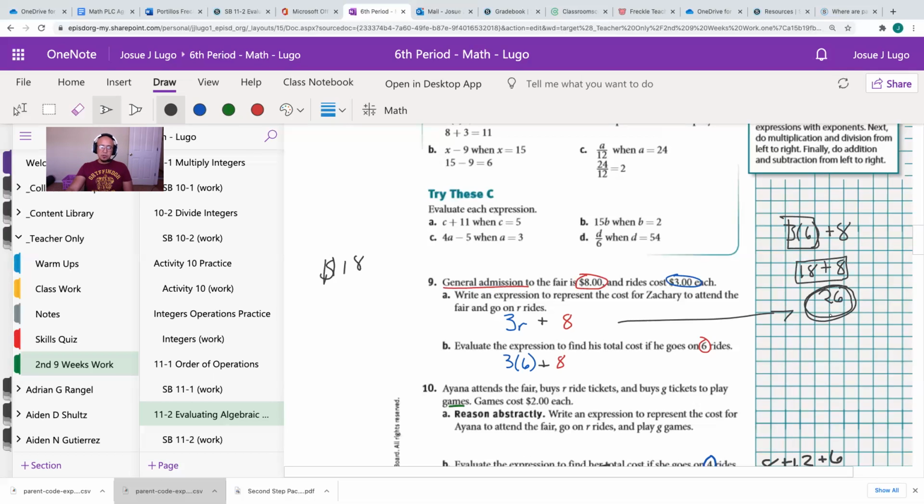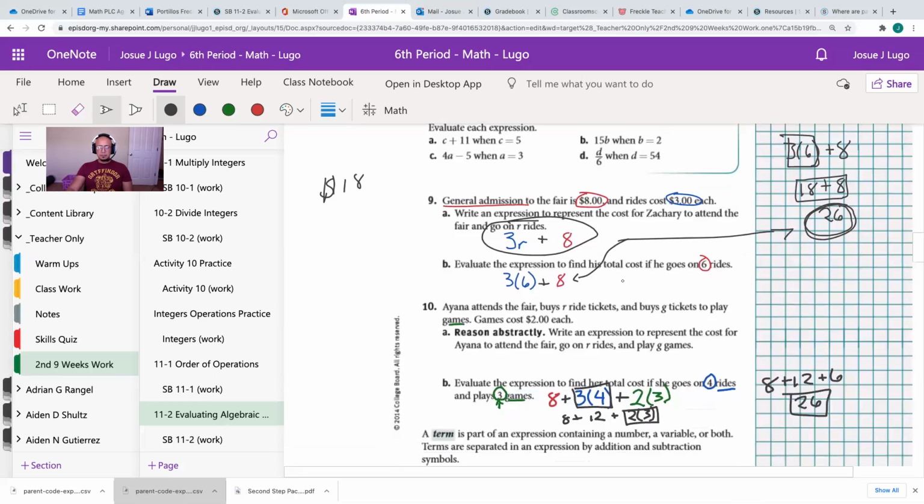So that's why we're doing 26. Sorry, that's from down here. $26 to get in. That would be 9B. So 9A would be the expression. 9B would be working out the expression where the rides are 6, and that would be 26. Hopefully that makes sense. Okay, let's move on to number 10.